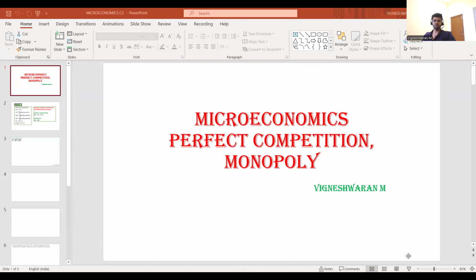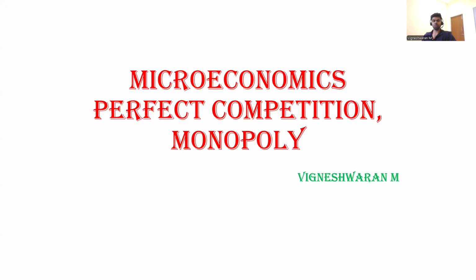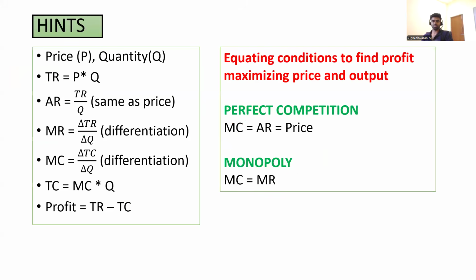So in this video, we are going to see how to find the profit maximizing price and output in perfect competition and in monopoly. Perfect competition and monopoly are two of the types of markets, and there are a few conditions for them. We are not going to see what perfect competition is and what monopoly is. If possible, we will cover that in a different video. In this video, we are going to see just the sums and the problems associated with this.